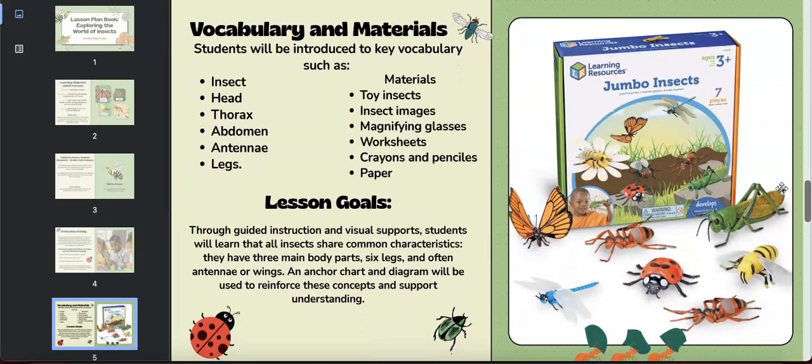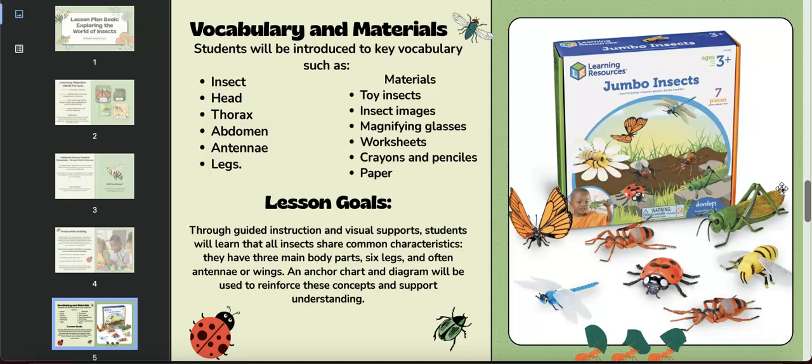The students will also be introduced to new vocabulary and how it pertains to what we're learning. I have listed out some of those vocabulary words there, as well as the materials that we would need for the activity. And a visual example of what I would buy for my future classroom if I were to do this activity. So we have some little toy bugs and magnifying glasses.